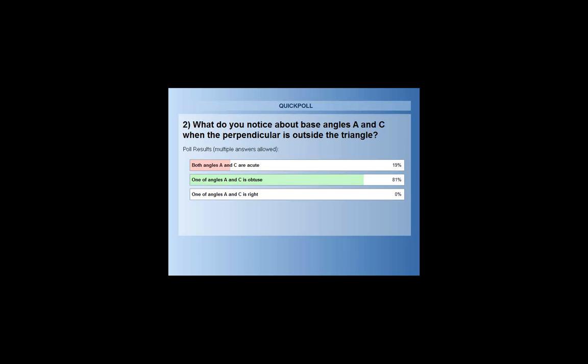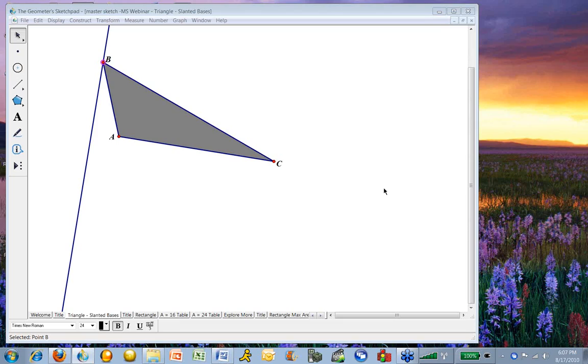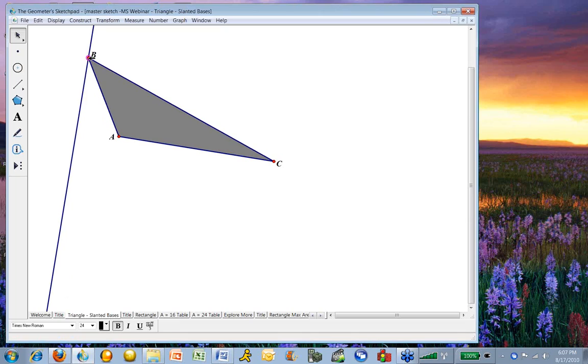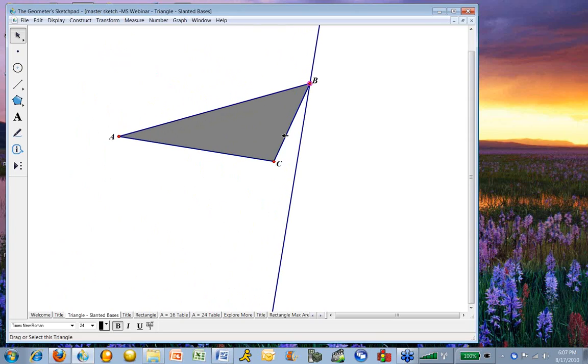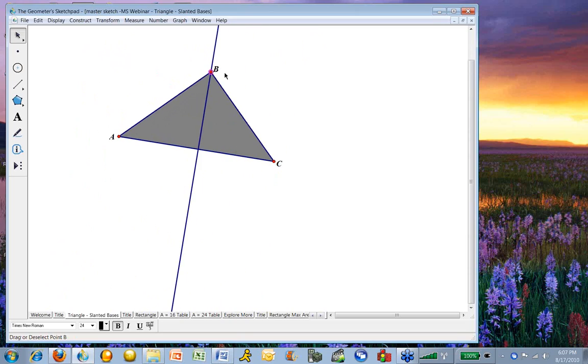The answer that you're hoping your students would get is that one of the angles in the triangle is obtuse. Whenever the altitude is outside of the triangle, it is an obtuse triangle. So here it is outside and this angle right here is obtuse. And if I move it, I now have this angle out, the angle C is now obtuse. When it's inside the triangle, it's acute.